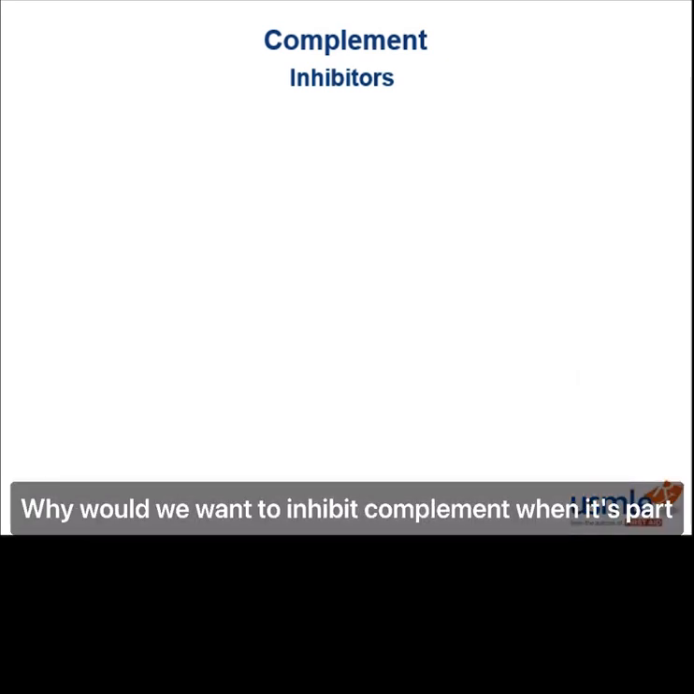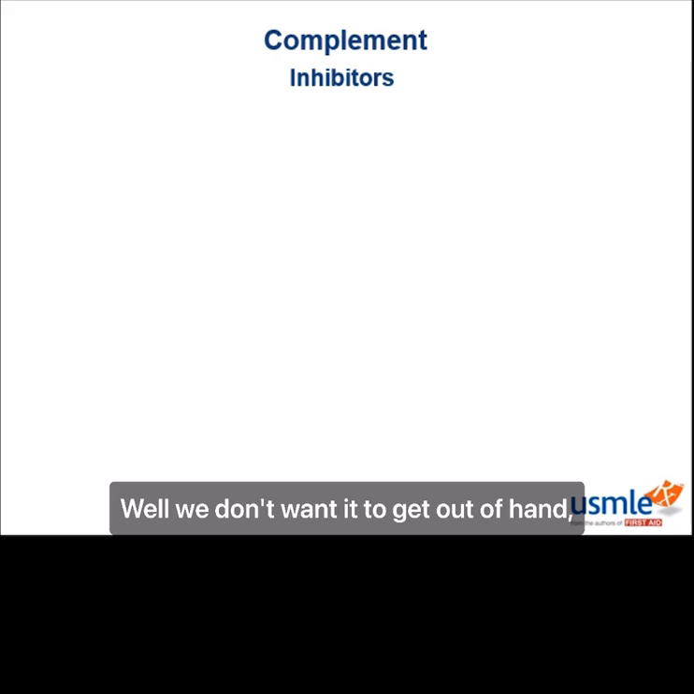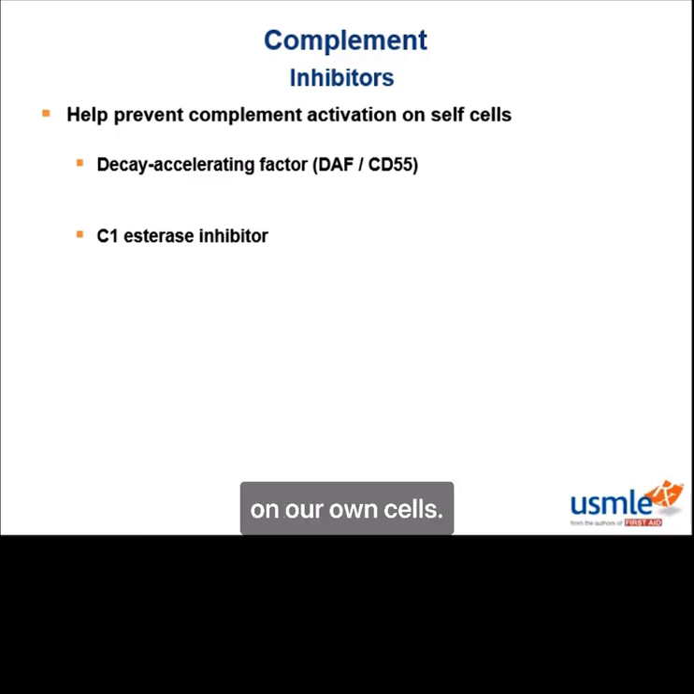Now, there are also inhibitors of complement. Why would we want to inhibit complement when it's part of our innate immunity? Well, we don't want it to get out of hand. We like things to be regulated. Our inhibitors help to prevent complement to activate on our own cells.